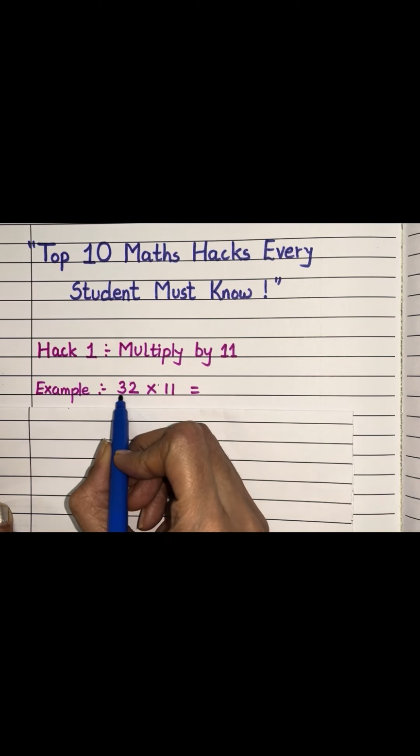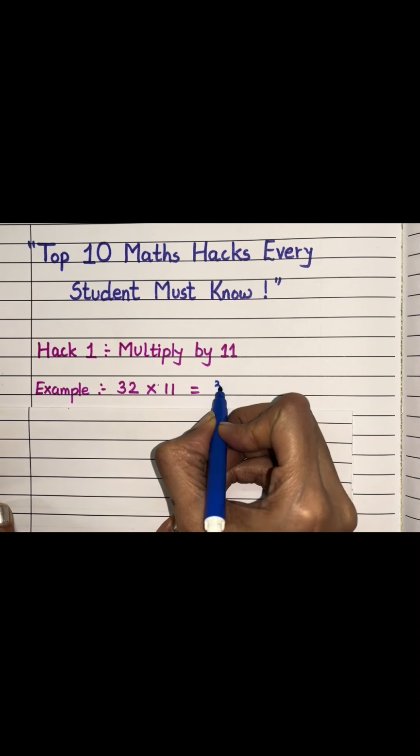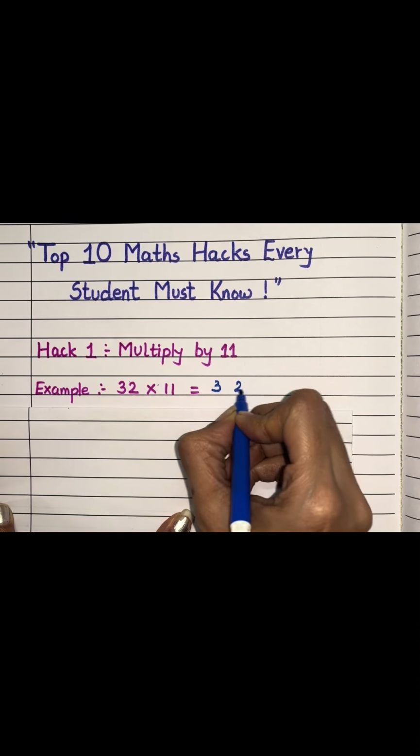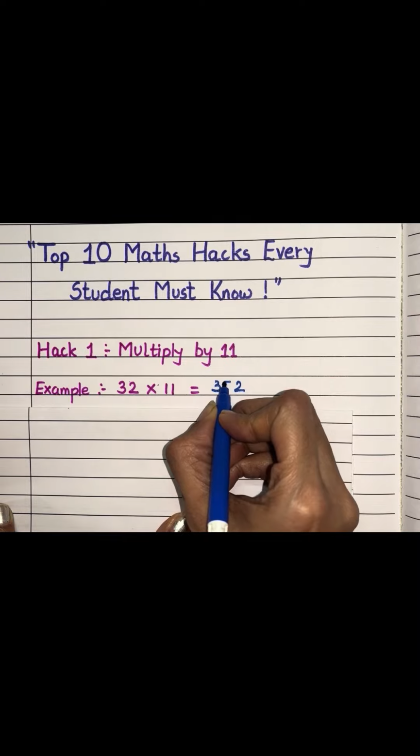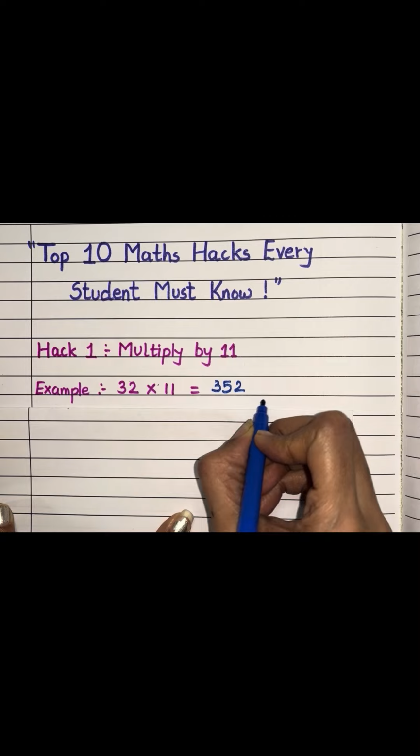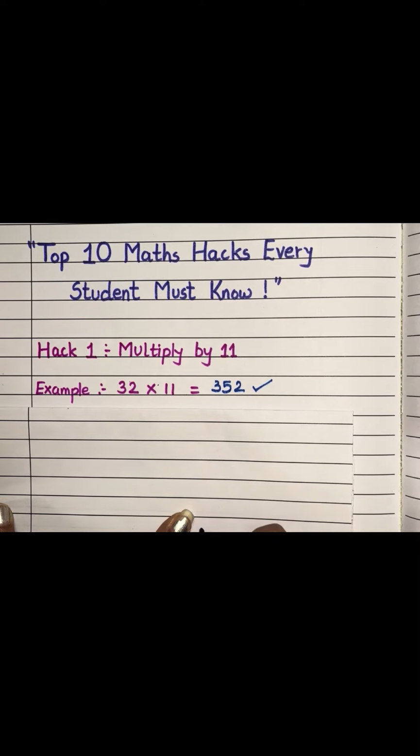We are just going to write down this number 32, that is 3 here and 2 here, leaving some space in the middle, and we are going to add these two numbers, 3 plus 2, which is 5, and we are going to write this number in the middle. So this is your answer.